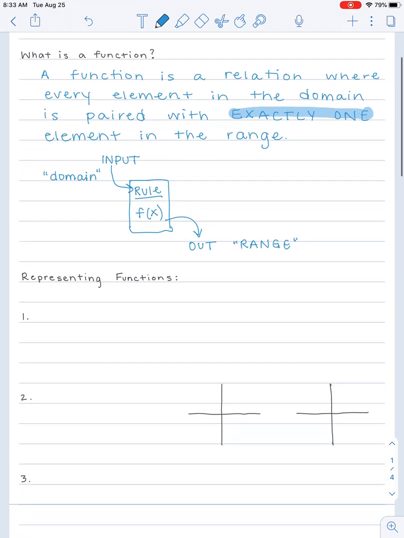Now, we're going to move on to representing functions. There are 3 ways we're going to represent functions in this class. You've seen all of these before in other classes, probably in Algebra 1 or even back in middle school. They're just a little bit different. We're going to make them more complex this year. So the first way we represent a function is what we call function notation.